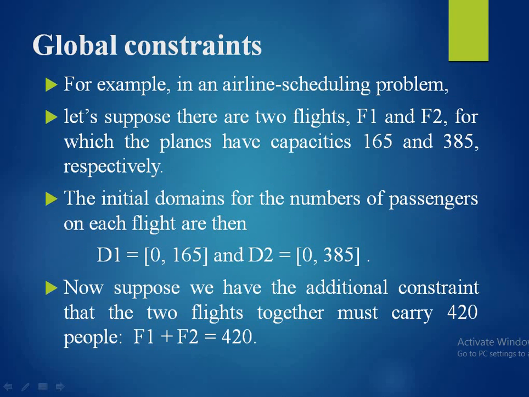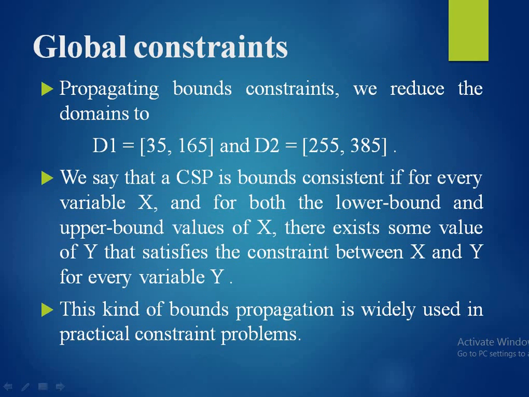For example, in an airline scheduling problem, let's suppose there are two flights F1 and F2 for which the planes have capacities 165 and 385 respectively. The initial domains for the number of passengers on each flight are then D1 equal to [0, 165] and D2 equal to [0, 385]. Now suppose we have the additional constraint that the two flights together must carry 420 people. It is F1 plus F2 equal to 420. Propagating bounds constraints, we reduce the domains to D1 equal to [35, 165] and D2 equal to [255, 385].